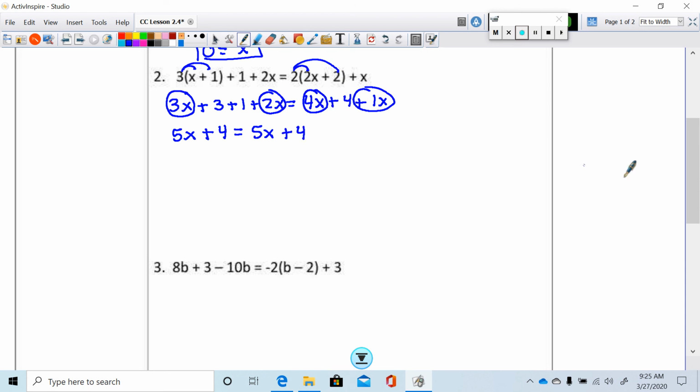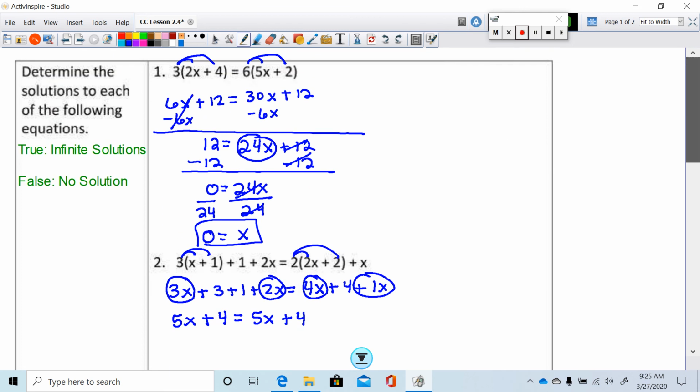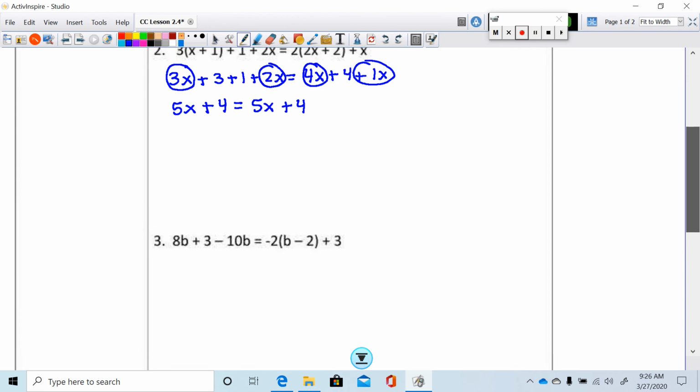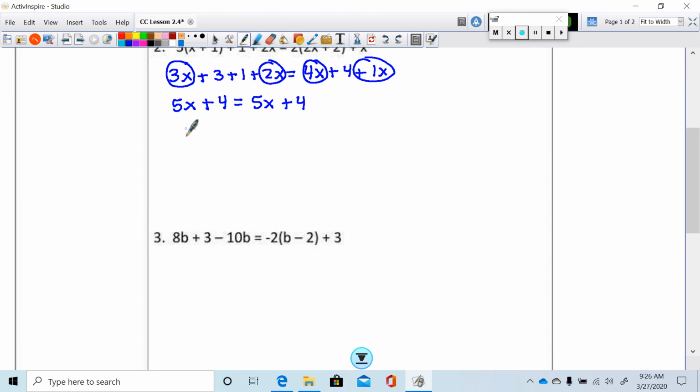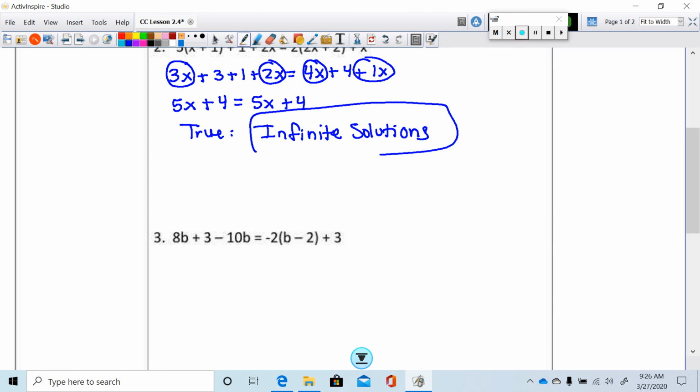Now we can actually stop here because if you look at that, if your x is the same, you have to stop and ask yourself true or false. If it's true, you have an infinite number of solutions. If it's false, there is no solution. So since 5x plus 4 equals 5x plus 4, that's true. So your answer is infinite solutions. If everything is the same, you have infinite solutions.